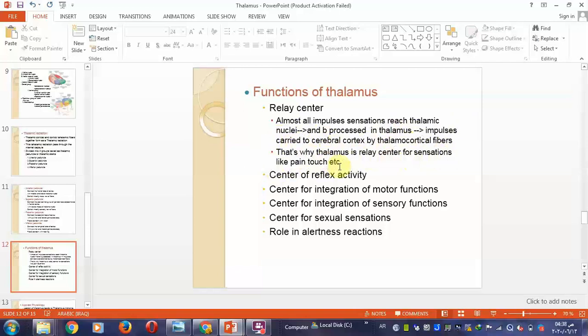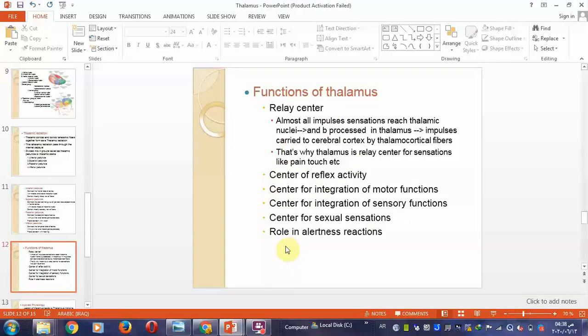It's a relay station for almost all the impulses and sensation, which are processed in the thalamus before ascending to the cortex. This is the first function: a relay station or relay center for almost all the sensation. It's also a center for many reflex activities, and a center for integration of the motor function like the basal ganglia.